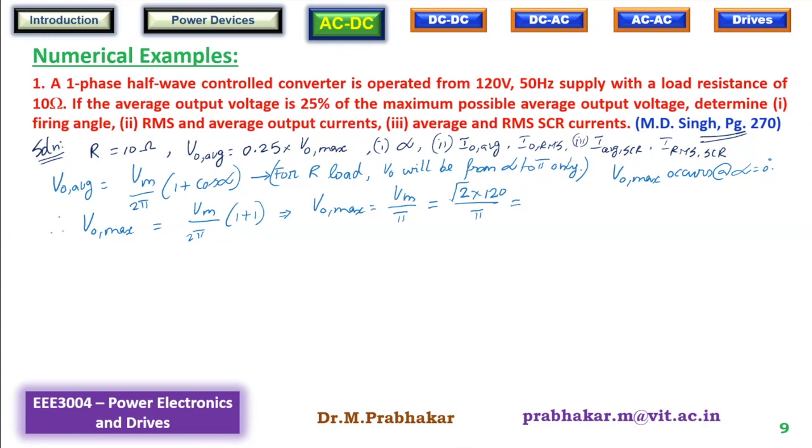This will be equal to Vm by 2 pi, which is again root 2 into 120 divided by 2 pi into 1 plus cos alpha. So from this you can find out alpha.